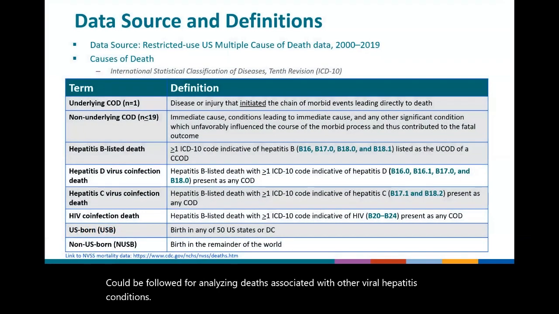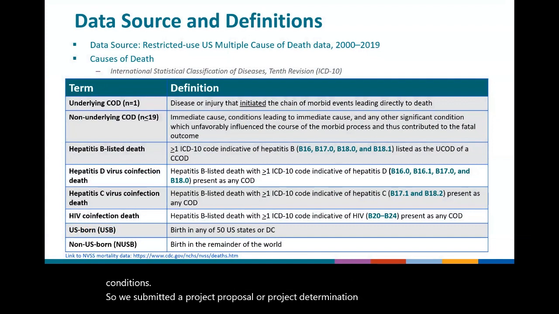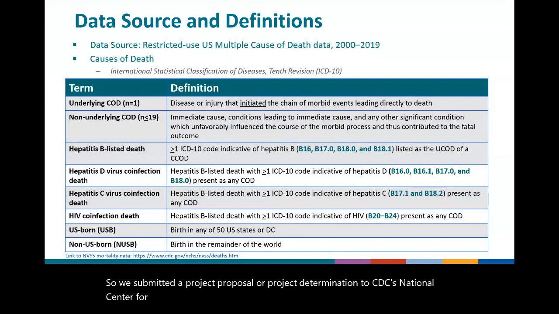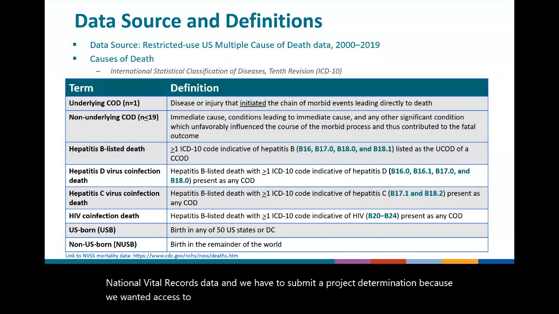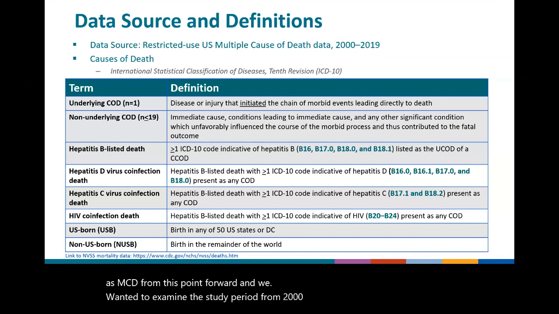So we submitted a project proposal, or project determination, to CDC's National Center for Health Statistics, or NCHS. It's the CDC program that manages the national vital records data. We had to submit a project determination because we wanted access to the restricted level multiple cause of death data, or MCOD, as I'll refer to it from this point forward. And we wanted to examine the study period from 2000 to 2019.